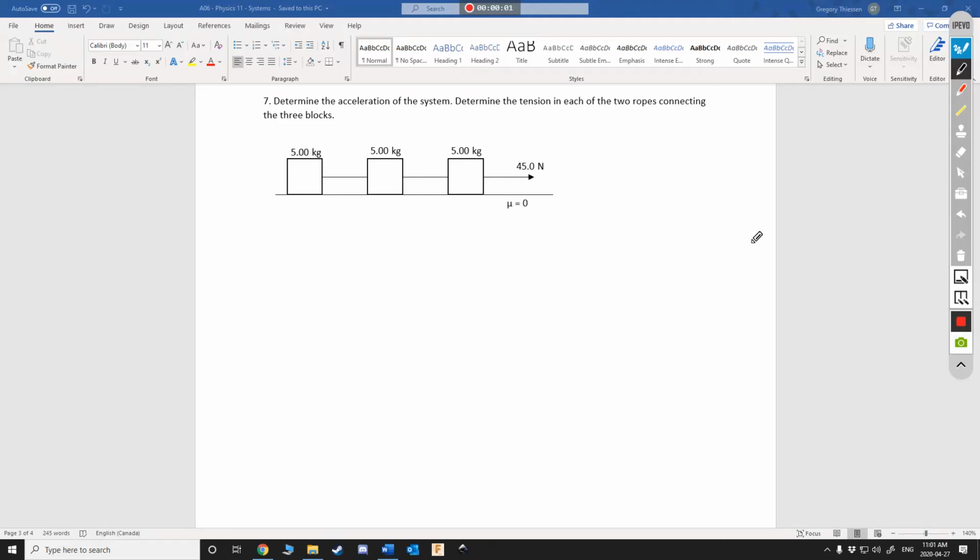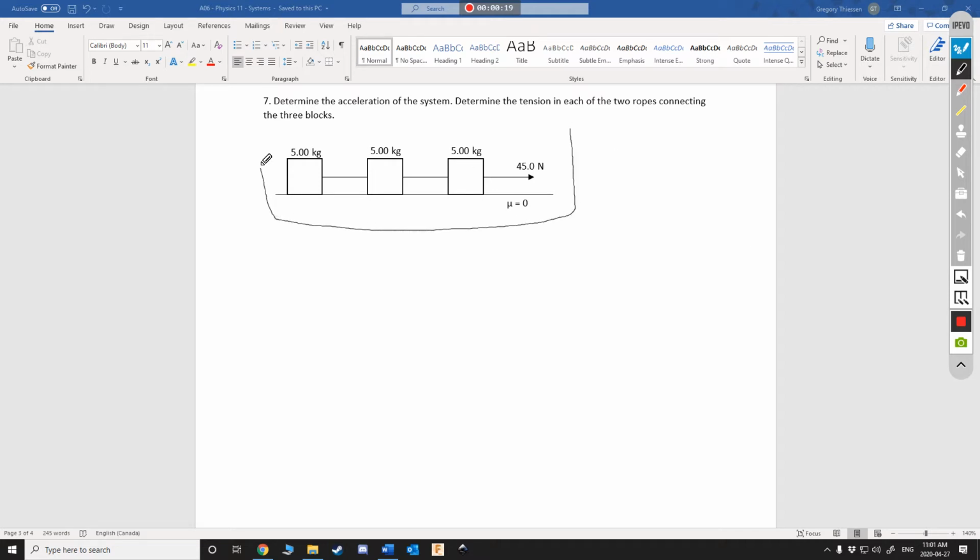Okay, here's another example we'll do together. We have 3 blocks all connected by ropes, and we're pulling to the right with 45 newtons of force. We're going to look at what happens when there's no friction first, and how it changes when there is a friction coefficient. So for this first one, again, we have to look at this thing as a whole system to begin with.